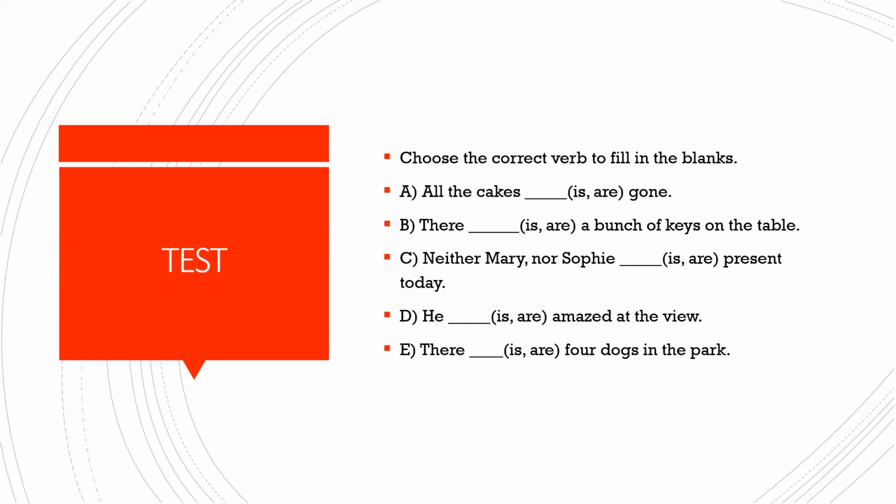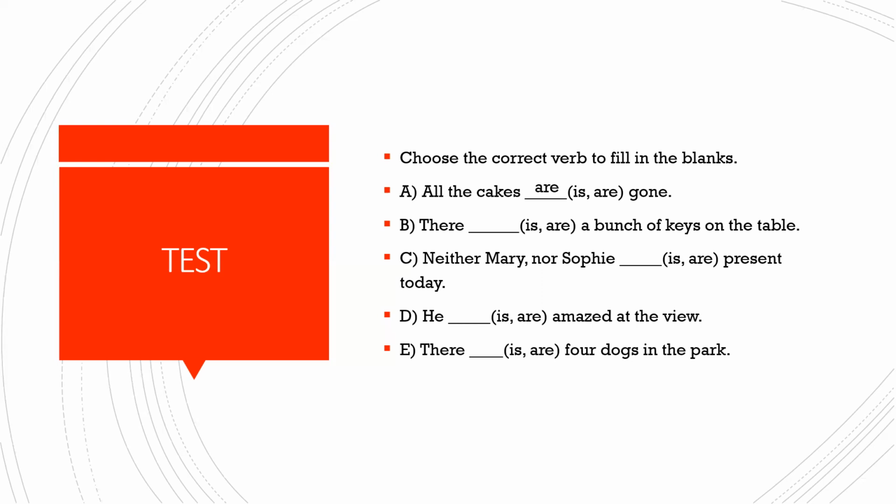Have you done a lot of thinking? Are you ready for the answers? The first one is are. All the cakes are gone. Why? Because the subject is saying all the cakes. We're talking about all the cakes. We don't know how many, but it's definitely not one. We're talking about more than one cake. Definitely not 2 either. Maybe 3, 4, 5, maybe 100. Maybe it's a bakery. All the cakes are gone. Why? Because it's definitely not one cake.